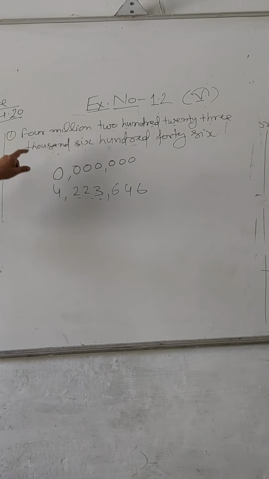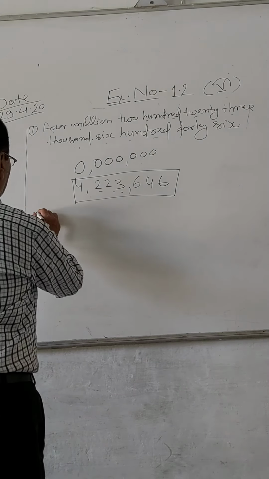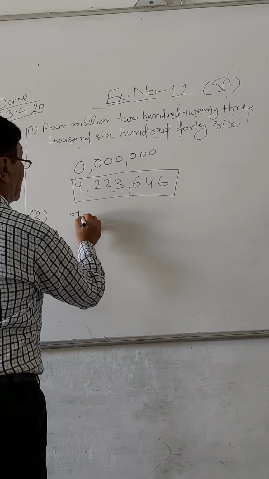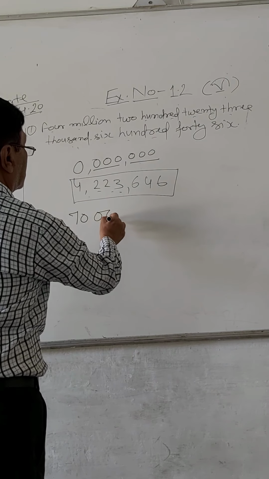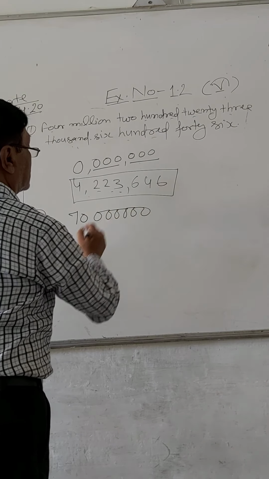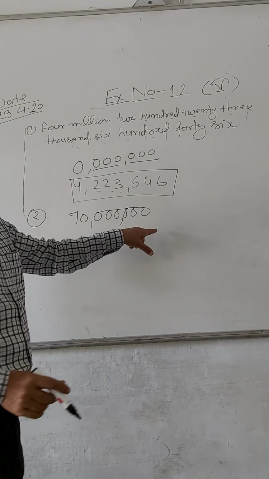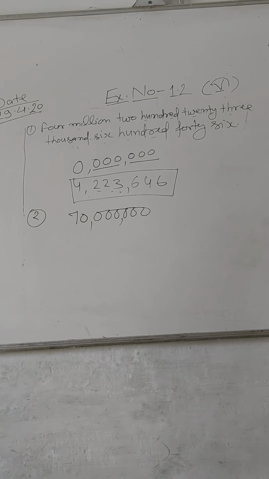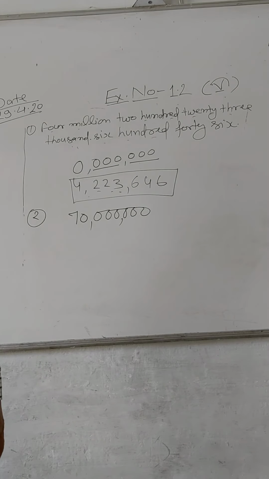Second question, 70 million. Suppose you have to write 70 million. In a million, how many zeros are coming? Now you have just seen, this is the place of million. So 3, 3, 6 places. So put 6 zeros. Put the comma. So this is 70 million. You can write 70 million this way. So question number 2 also you can do according to the numbers.